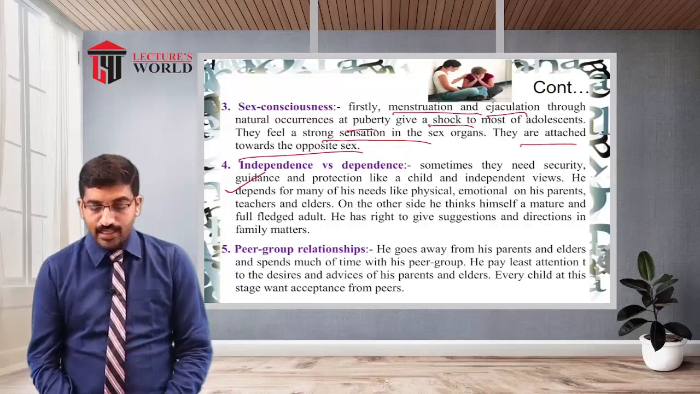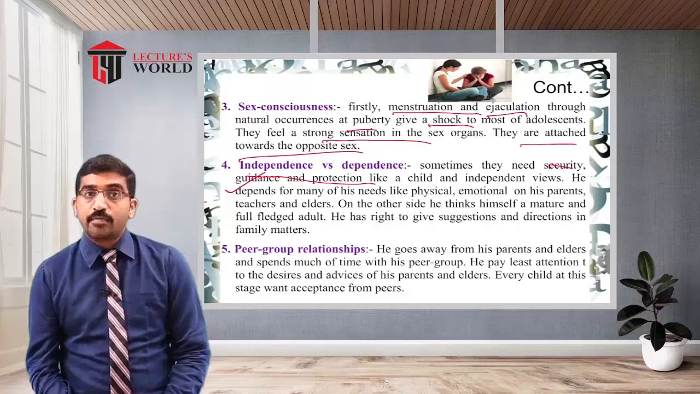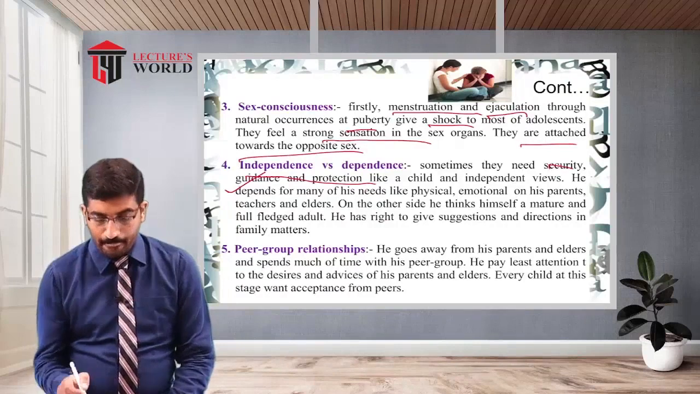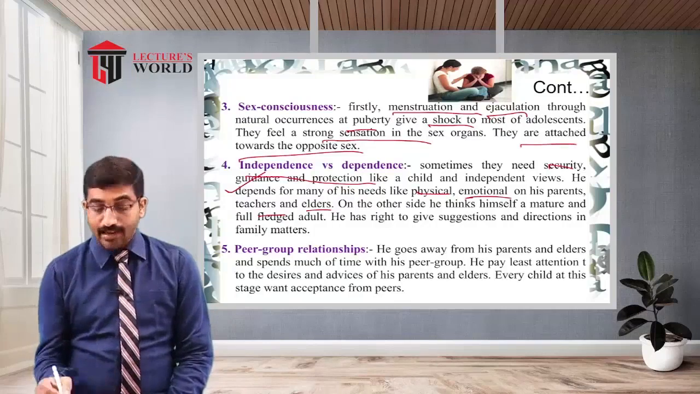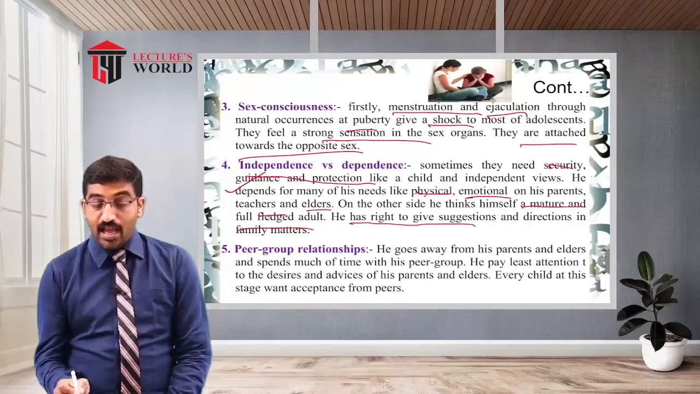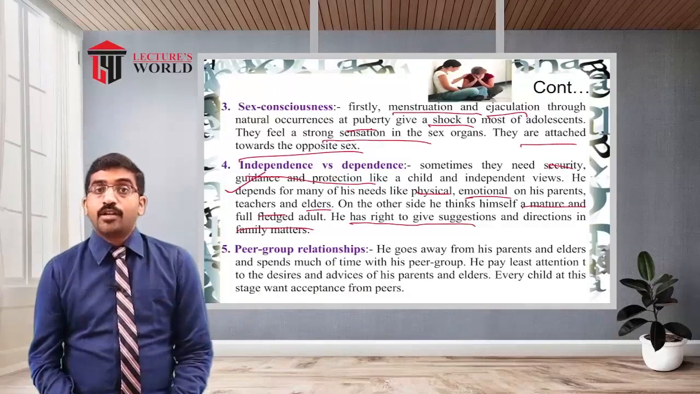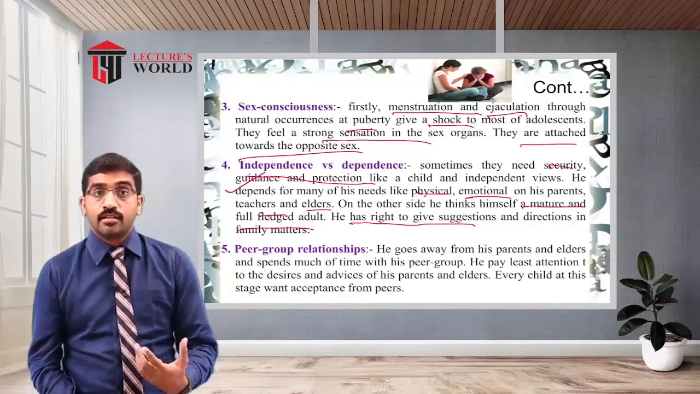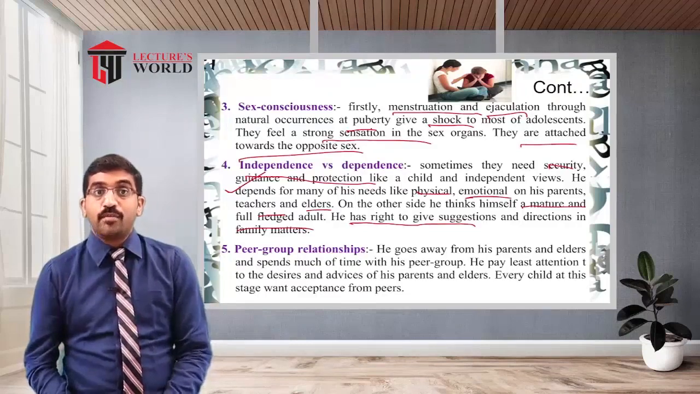Independence versus dependence. Here they want security, guidance, and protection like a child. Sometimes they want protection from their parents, but sometimes they want independence. They feel parents should give them more freedom, physically and emotionally, and so should teachers and elders. They think that I am very mature, I am a full-fledged adult, so I have a right to give suggestions. Sometimes after your 12th standard, parents may ask what you want to do in your future, what higher study you will opt for. If parents ask for suggestions or give such freedom, some students of that age group will feel more happy and secure.